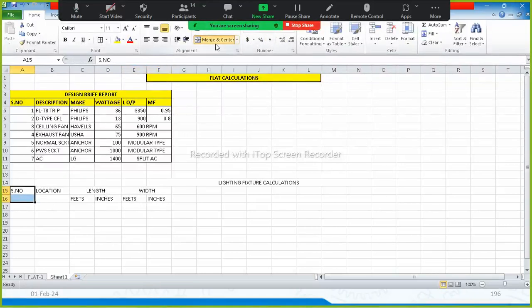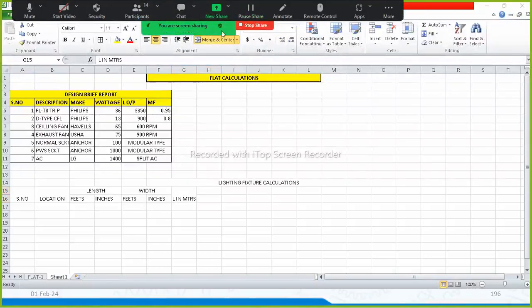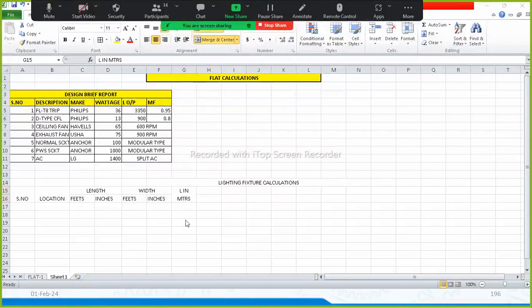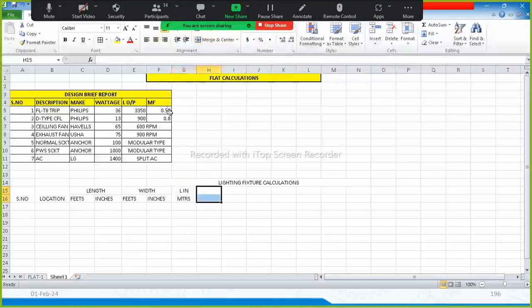Then merge these two things, serial number and location. Now I require the L in meters, and similarly W in meters. Next I have the length and width. Then the first formula. What is the first formula? RI is equal to L into B divided by L plus B into HM. L and B are already there, L plus B I'll get. Then I need HM, mounting height.